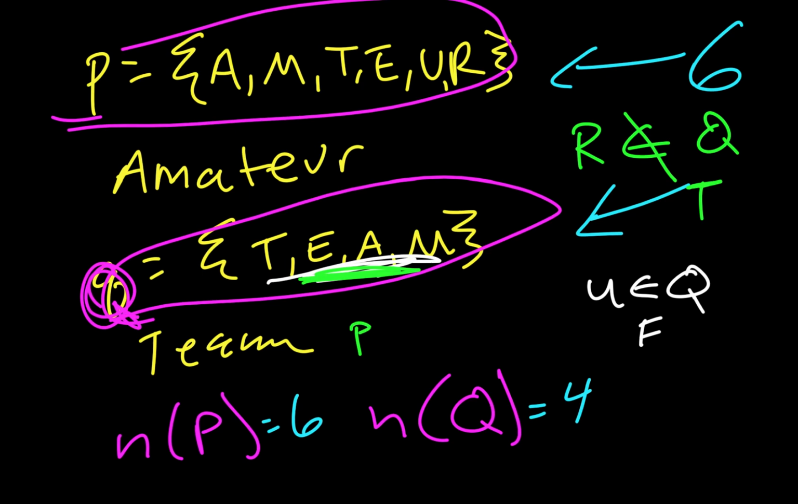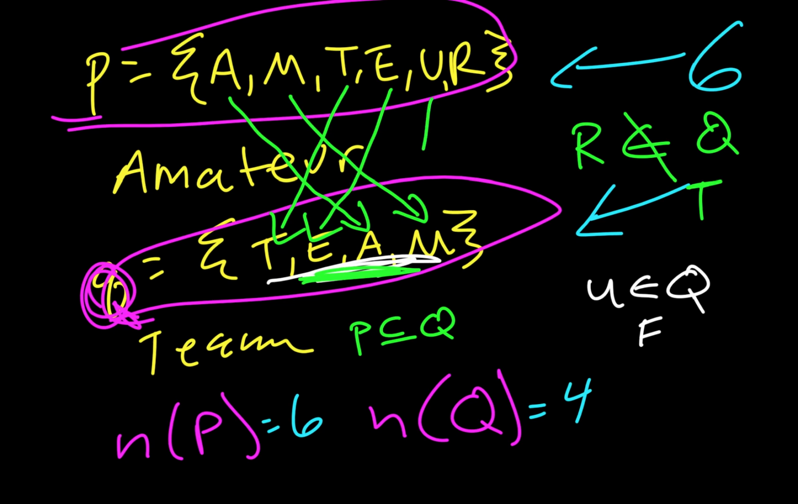We have subset. So P is a subset of Q. So what that means is that all the elements in P are found in Q. So we're going to go one at a time. Okay, A is found in there. M is found in there. T is found in there. E is found in there. But U isn't and R isn't. So P is not a subset of Q. And so the answer is false.